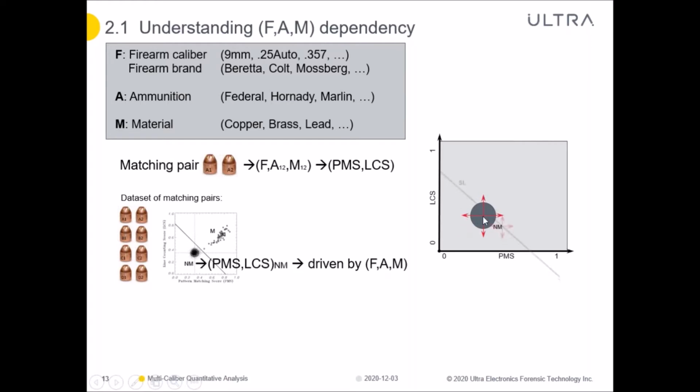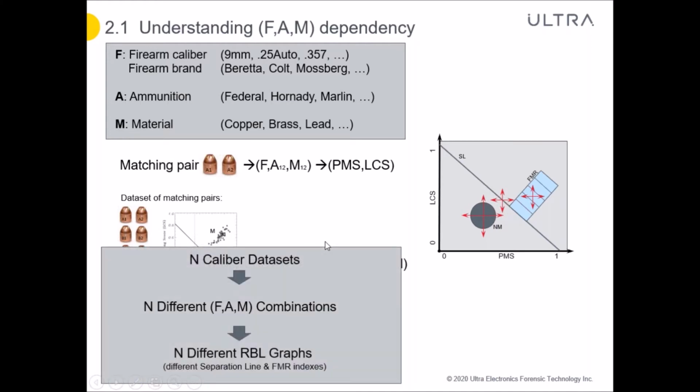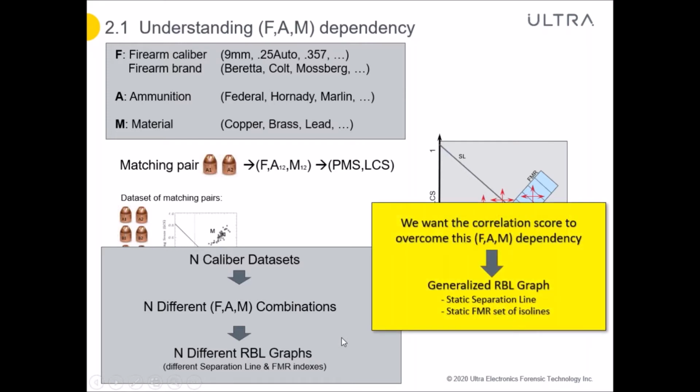And if it moves, the separation line will be moving, and the false match rate index isolines will be moving as well. So we can say that if we have n calibers in the data set, we'll have n different FAM combinations, and we will have n different RBL graphs to manage. We may not want this. We want the correlation score to overcome that FAM dependency to give a unique generalized RBL graph that will provide a static separation line and a static false match rate set of isolines.